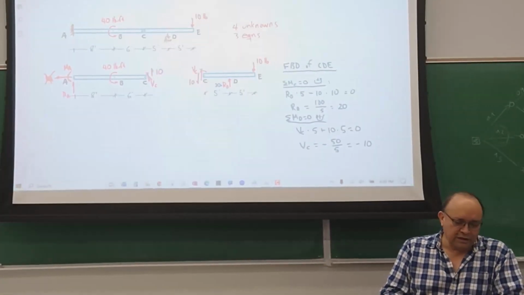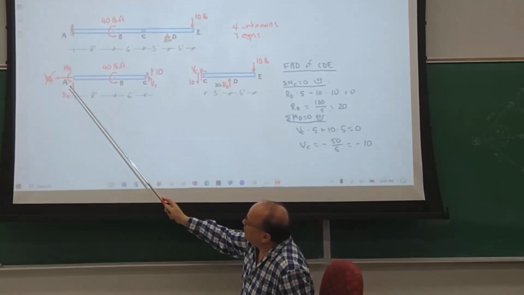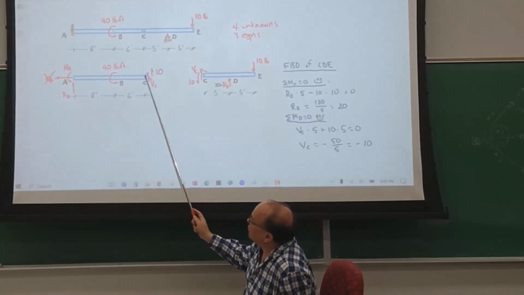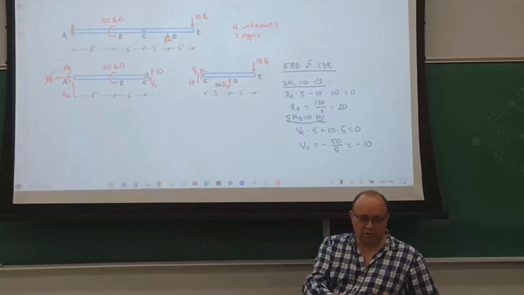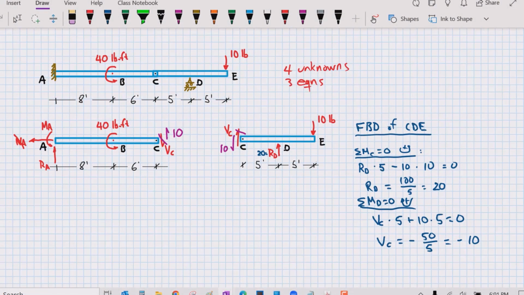Clear for everybody? So now we can solve this because now we have only two unknowns, right? This one and this one, because this is already known. So you have two unknowns, two equations. The x direction is gone from the first. I'm going to erase this so my diagram is easy. So now we have a free body diagram of ABC.